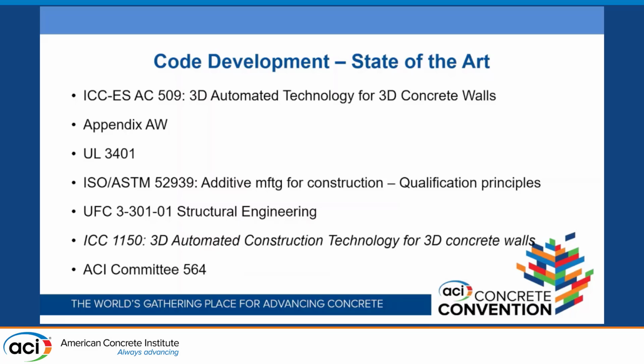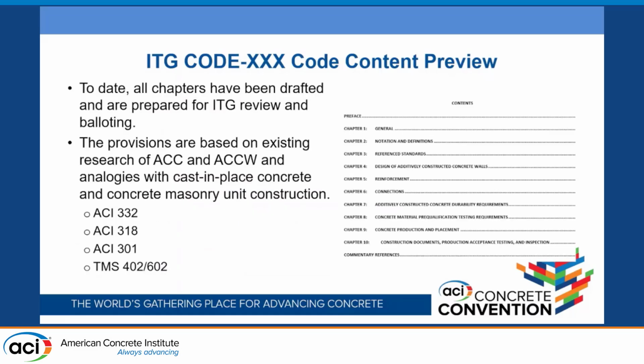So ACI's Committee 564, that's the 3D printing committee. They should probably change that name if we're going to use additive construction. That is the 3D printing committee that's been around for a few years now. They've been working on an emerging technology report, a few different tech notes. So hopefully those tech notes will be available soon for folks. But we have formed an ITG between Committee 564 and the Residential Concrete Committee to help get the starting blocks to a code published.